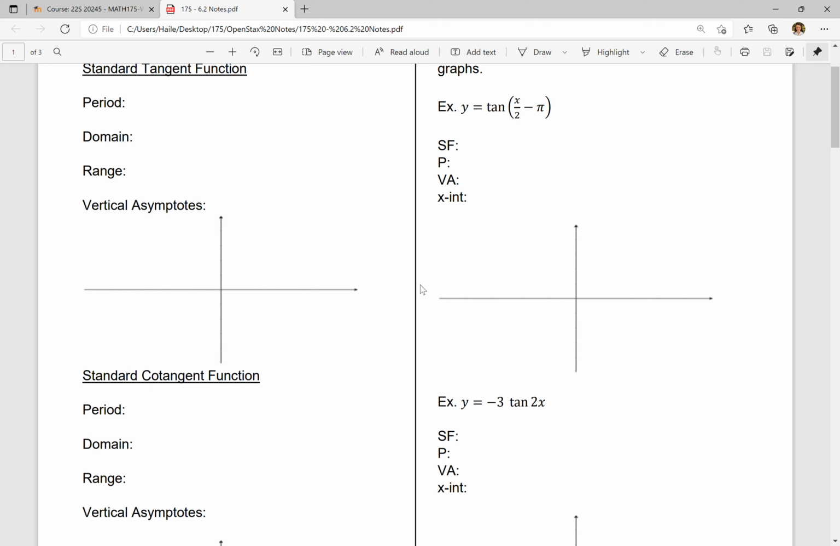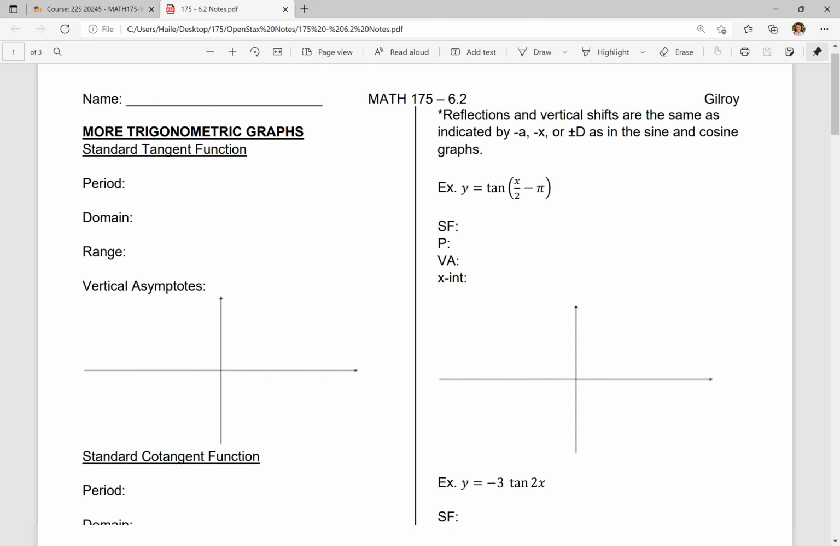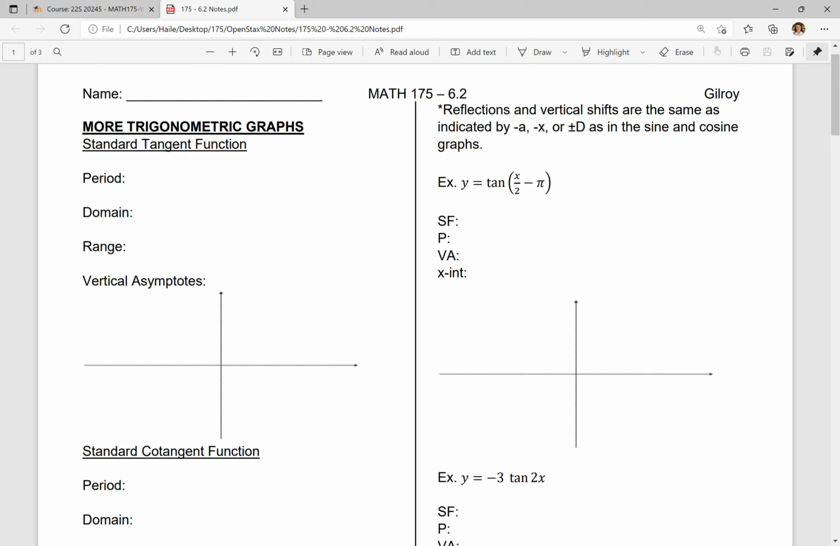In this video, we're going to finish talking about how to graph all the rest of the trigonometric functions. So in the previous section, we talked about how to graph sine and cosine. Now we're going to talk about how to graph tangent, cotangent, secant, and cosecant. So we're going to start with tangent.